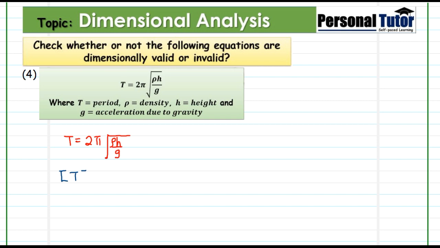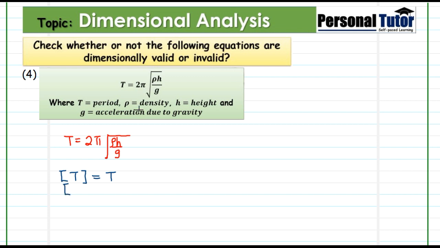This t is called period. Period is a time, and so the dimensional equation is T. That's a dimensional symbol as well. Remember that the 2 pi is dimensionless in that 2 is a number. The pi, which is the Archimedes constant or Archimedes number, is also dimensionless, and so they are ignored.